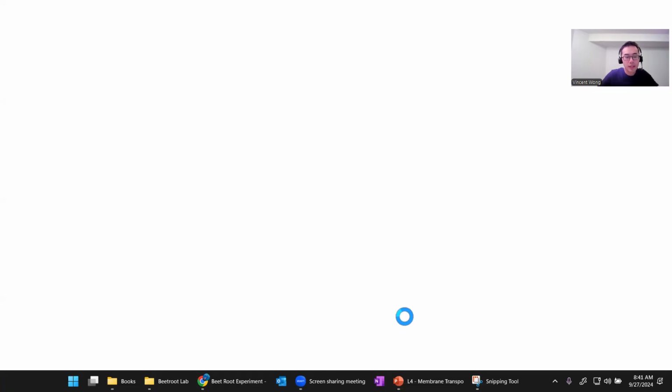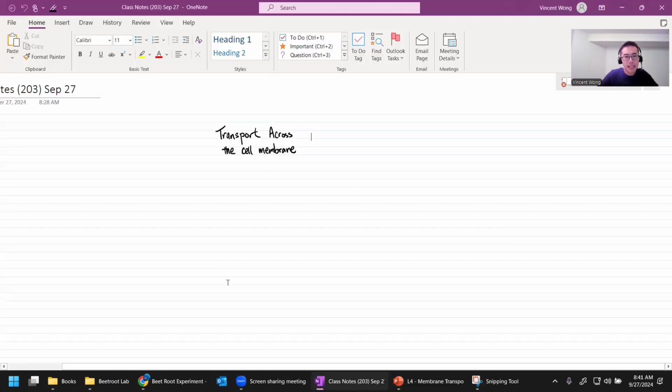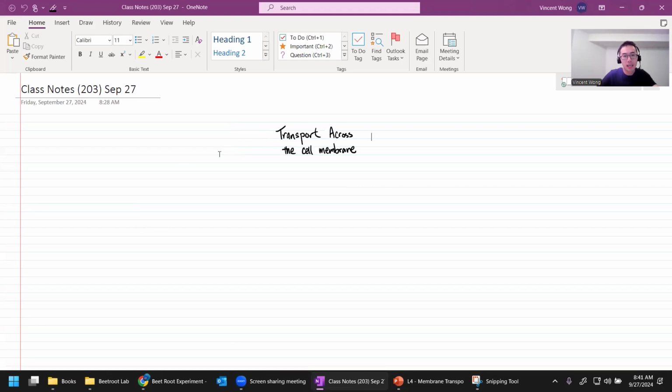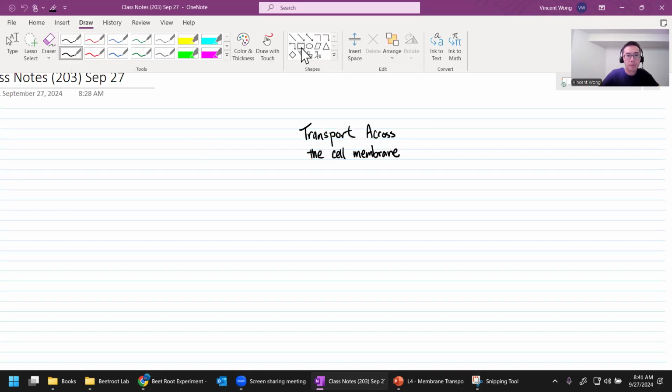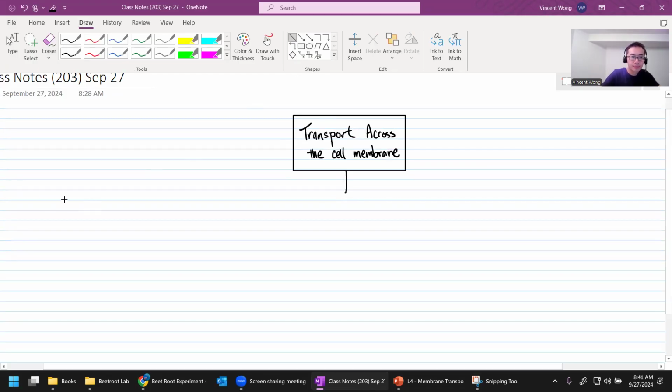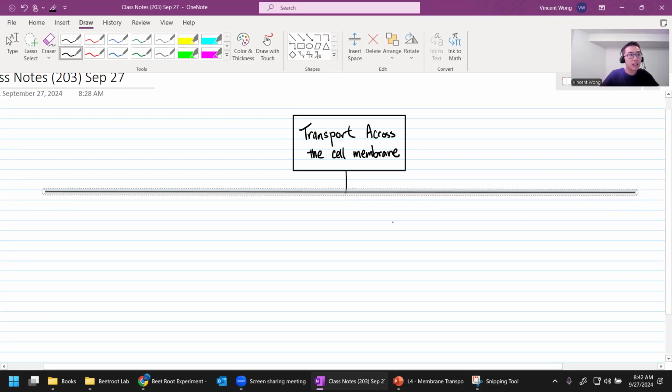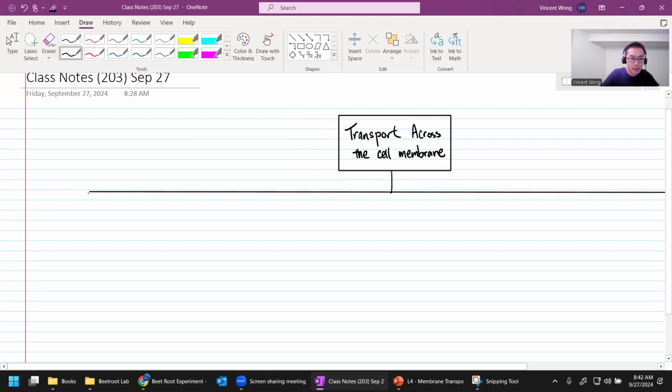So remember, the cell membrane is selectively permeable, so it's not going to let everything through. So that's why there are different kinds of transport. Okay, transport across the cell membrane. So let's separate this into two categories. Okay, we're going to start with these ones over here.